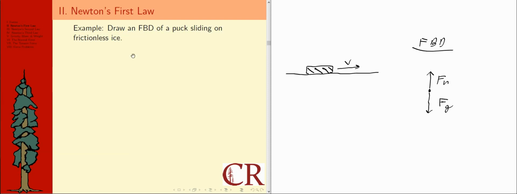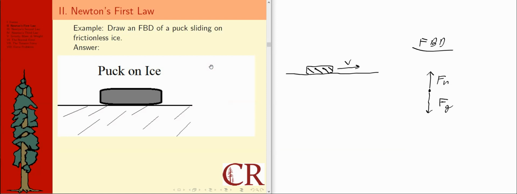All you need is the explanation that there is no friction. Had there been friction, there would have been some kind of horizontal force, maybe pointing in the opposite direction of this velocity to represent that friction. But in the absence of friction, there is no force. These forces balance out. Net force is equal to 0. Newton's first law is being obeyed because this thing is just continuing to slide over the ice, as Galileo knew that it would.